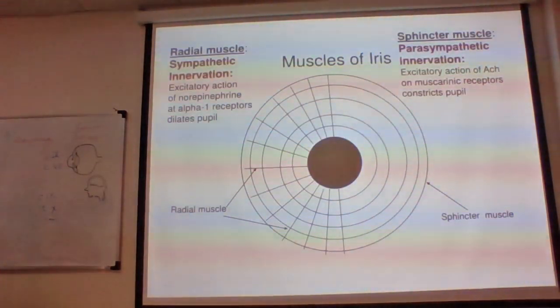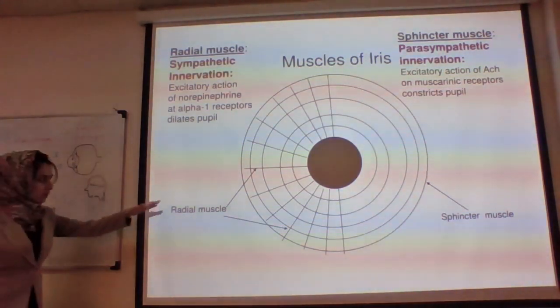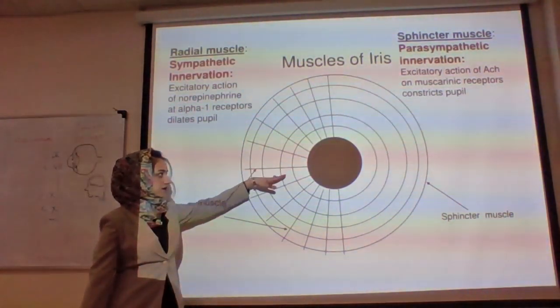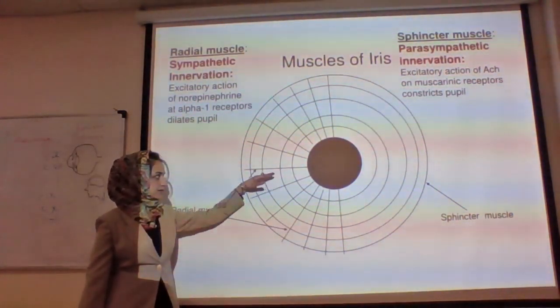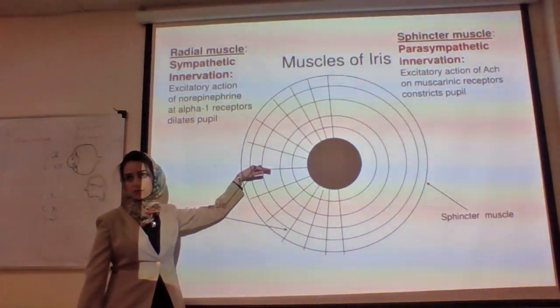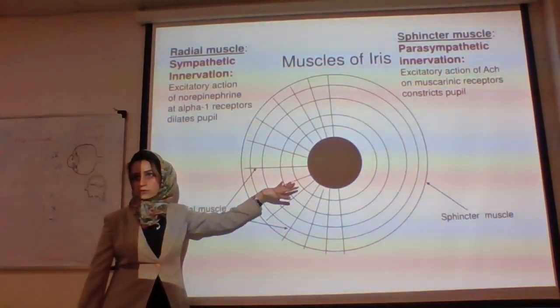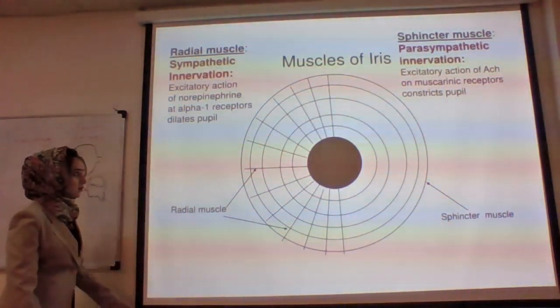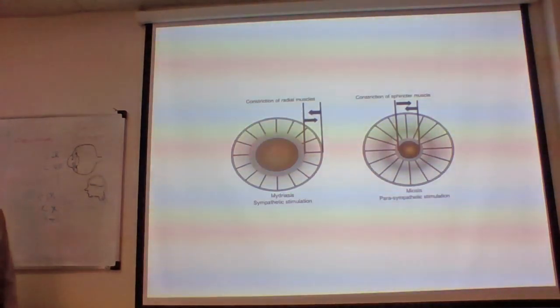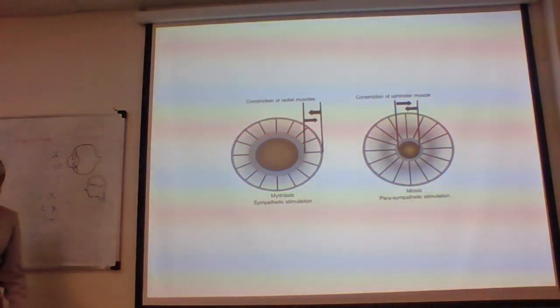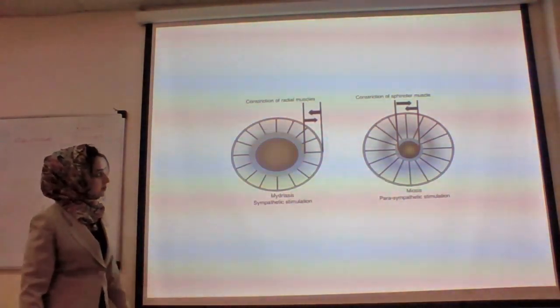This is again the radial muscle of the eye. The iris is composed of muscle. These are the radial fibers, radial muscle, under the control of what? Sympathetic, and the sphincter muscle, the circular one, under the control of the parasympathetic. The contraction of these causes pupil constriction, miosis, or pupil dilation, mydriasis.